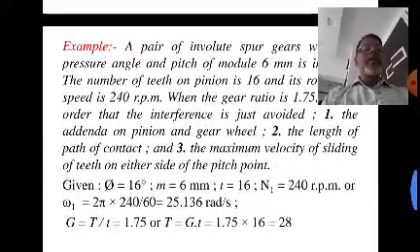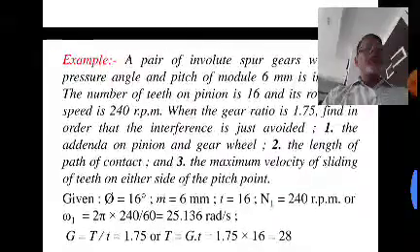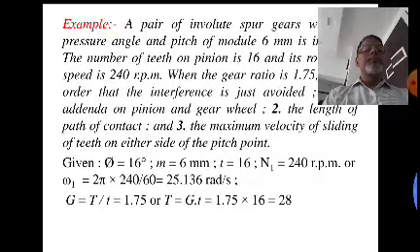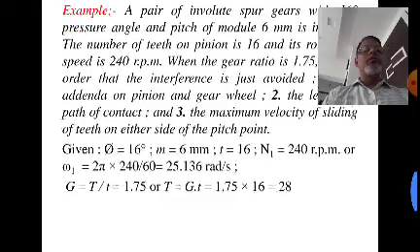Pressure angle phi is given, module m is 6 mm, number of teeth on the pinion is 16, speed of the pinion n1 is 240 rpm. From this n1 you can find omega 1 = 2 pi n by 60, you will get 25.136 radians per second. Gear ratio is given as 1.75, so capital T divided by small t, and therefore capital T is equal to capital G into small t. G is given 1.75, t is known to you, 16, so you can calculate capital T, that is 28.